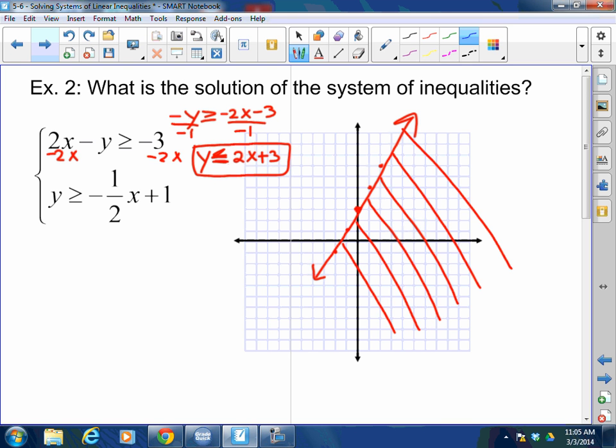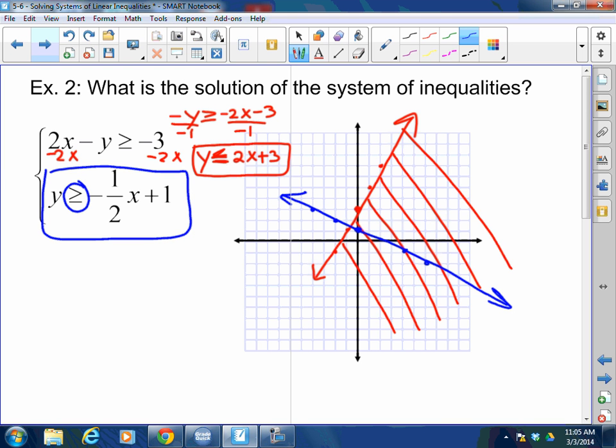What's my y-intercept for this one? 1. What's my slope? Down 1 over 2. Let's reverse it. Go backwards. Up 1 over 2. Dash or solid? Solid. Am I going to shade above or below? y is greater than, so I'm shading above.